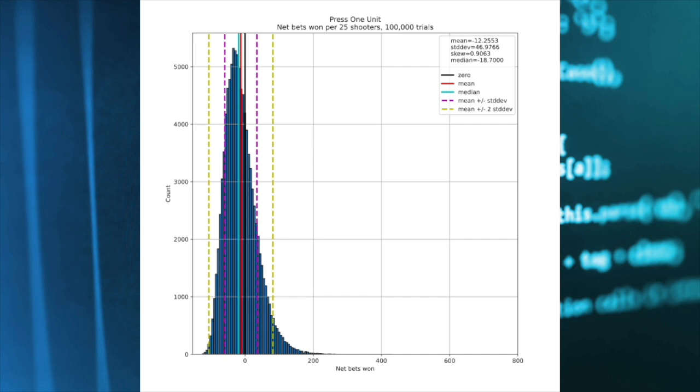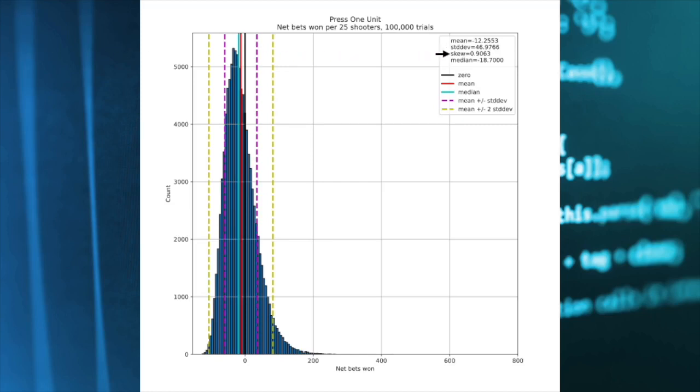Next, we have the most basic pressing strategy. Each time a number hits, you press it 1 unit. 1 unit on a $10 table is either $5 or $6: $6 for the 6 or 8, and $5 for the other numbers. As you can see, the mean at minus 12 is a little worse than for simple collect, meaning that over a large number of sessions, it will lose a little more, but just a couple of bets. The standard deviation is also larger, meaning that you would experience more variance playing this strategy.